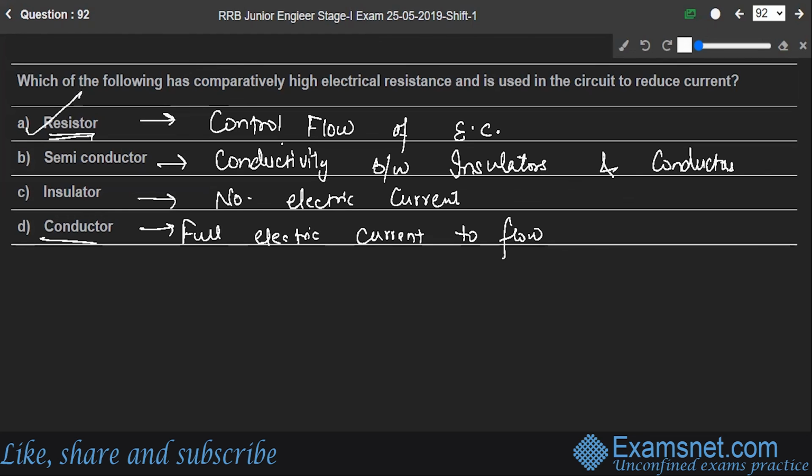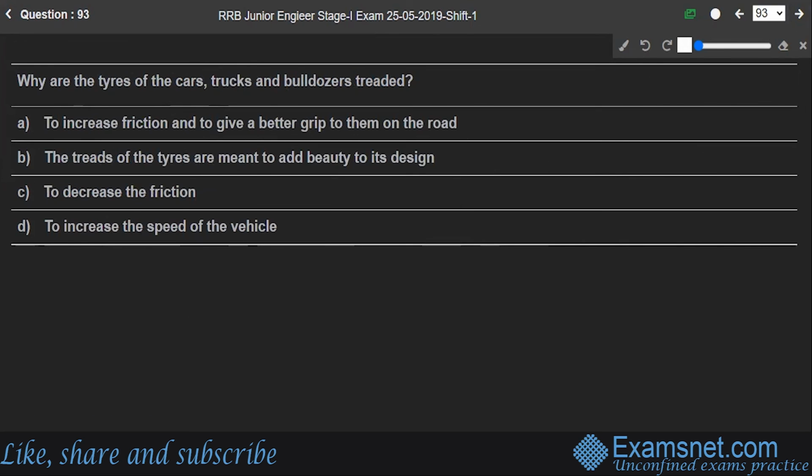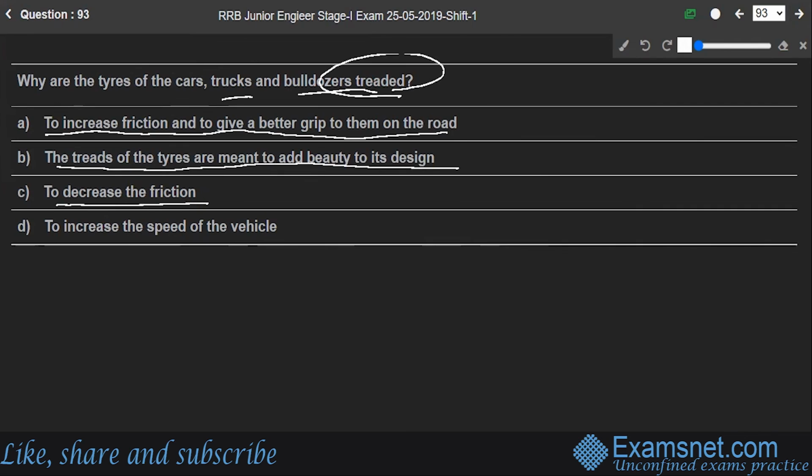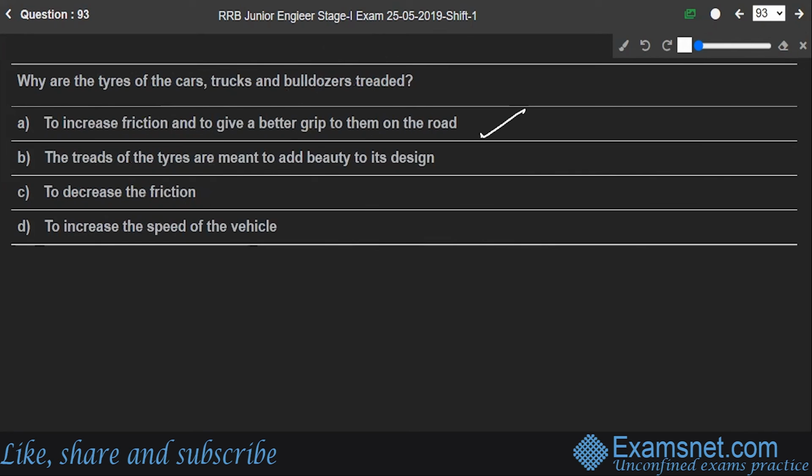All right. So you have the first option as the right answer. Next is question number 93. Why are the tires of the cars, trucks, bulldozers treaded? They are treaded to increase the friction and to give a better grip to them on the road. Or the treads of the tire are meant to add beauty to the design, to decrease the friction or to increase the speed of the vehicle. Well, the right answer: increase the friction and give a better grip of the tires to the road. This is the right answer.